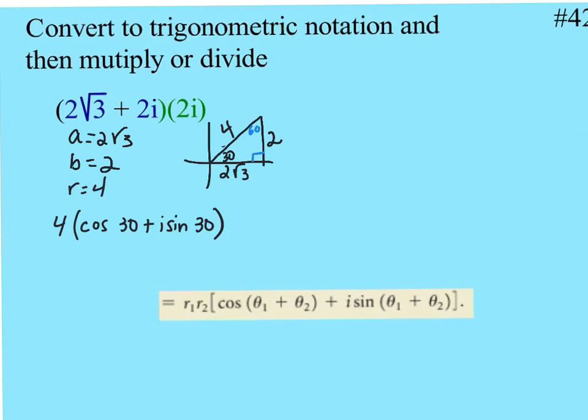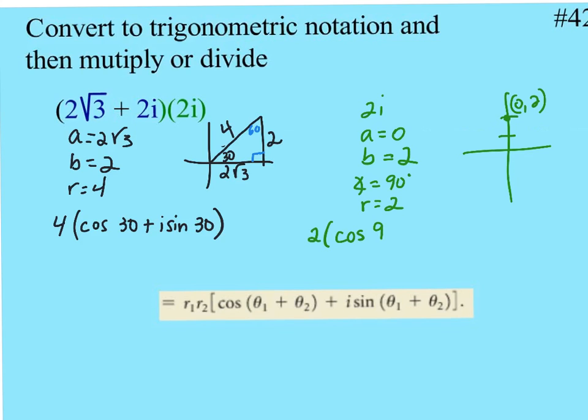Now, 2i. That says that a is nothing. There's no a coordinate because b is what is associated with the i piece. So that would look like this, over none, up 2. What's the angle? In this case, the angle of reference would be 90 degrees, and our r is going to be the radius, which is 2. Putting that into trig notation, r is 2 cosine of 90 plus i sine of 90.